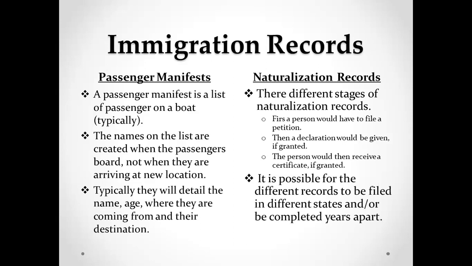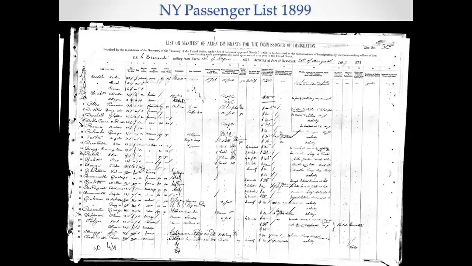And then for naturalization records, you have different stages. A person would file a petition, a declaration would be given if granted, and then the person would receive the certificate if the declaration was approved. It is possible for different records to be filed in different states and or complete years apart. I'm going to show you an example of this as well. In other words, a person could file a petition for citizenship in one state, and then receive their certificate in another state. They did not have to be the same location.